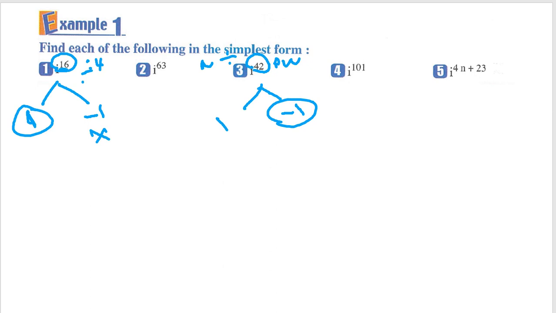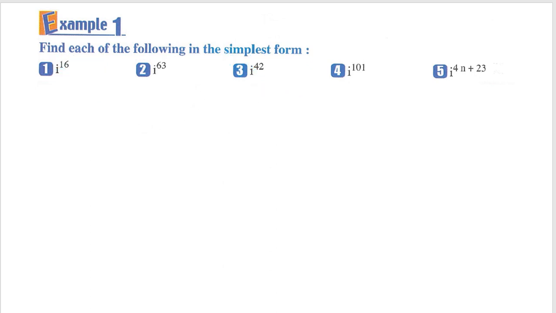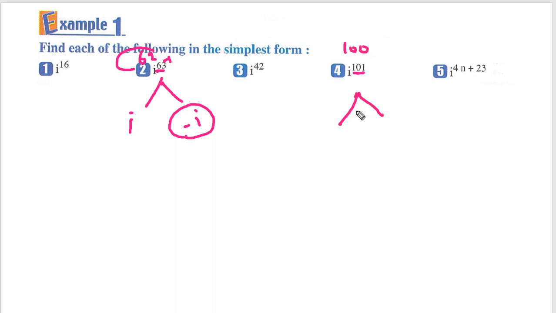Okay, for the odd power, subtract 1, it will be 62. Is 62 divisible by 4? I think no. Then it will be i or negative i. It will be negative i. Here 101, subtract 1, it will be 100. Divisible by 4? Yes, divisible by 4. Then it will be i. Okay, then this is a correct one.